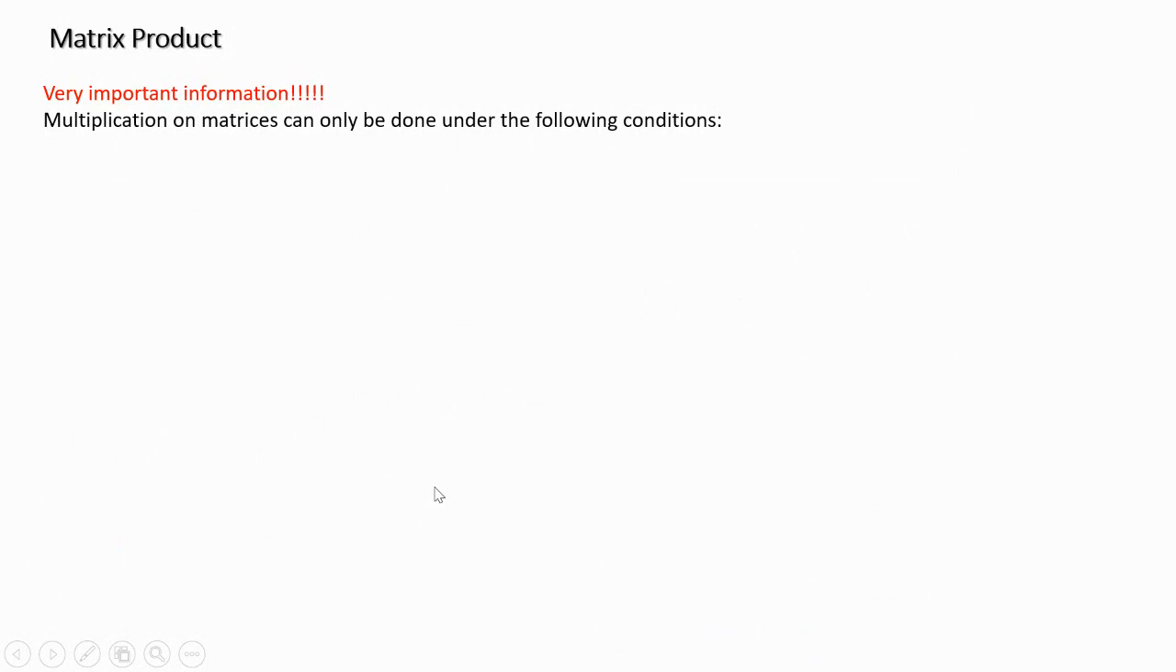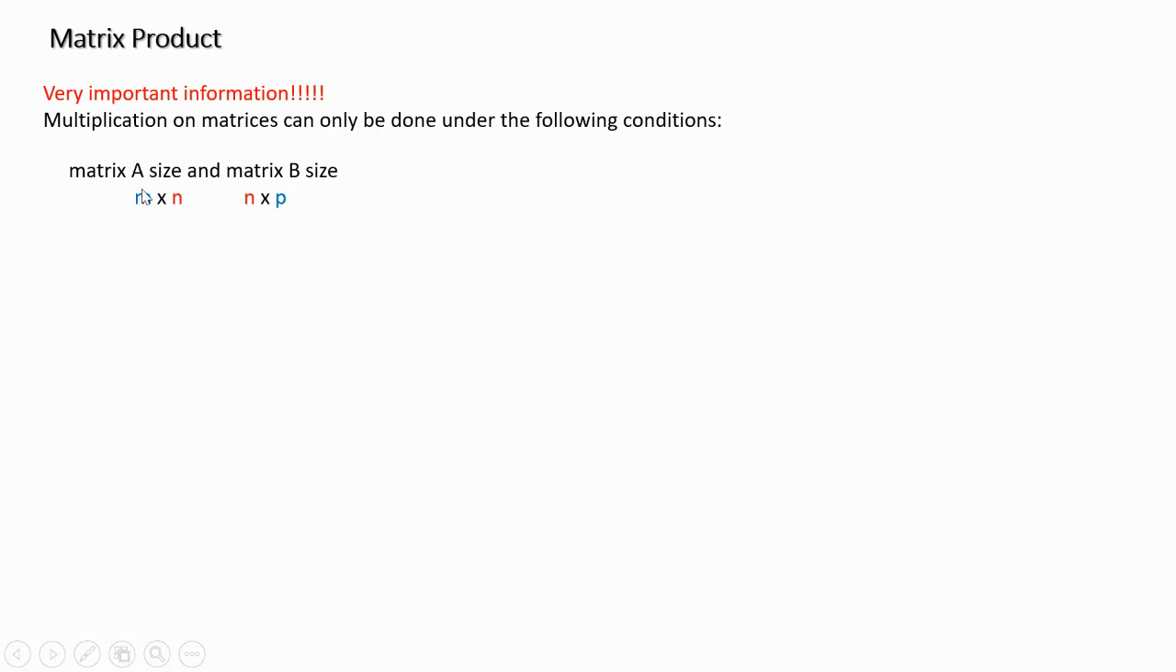Okay, now we're doing the product of matrices. This is very important information, right? Multiplication of matrices can only be done under the following conditions. For example, when we add and subtract matrices, they have to be the same size. That's not really the case for multiplying matrices. Let me show you what I mean by that.